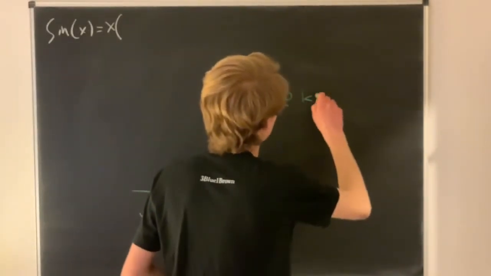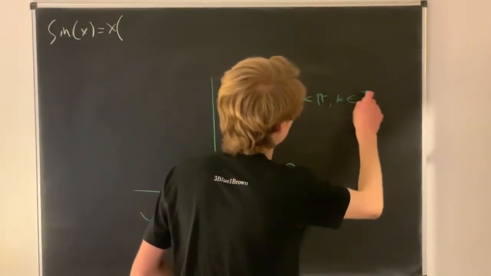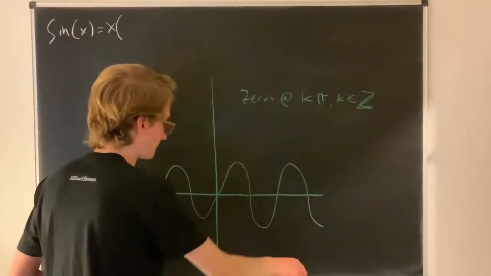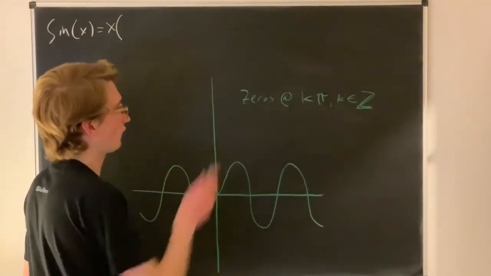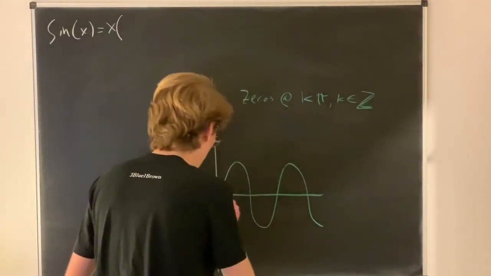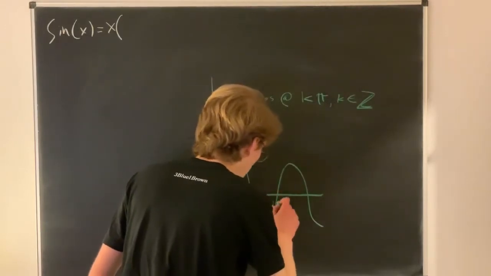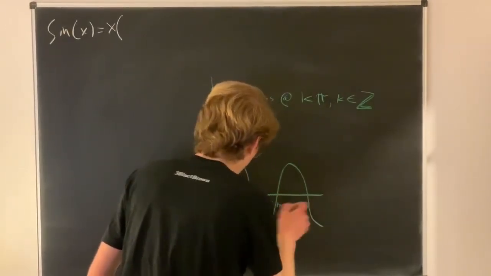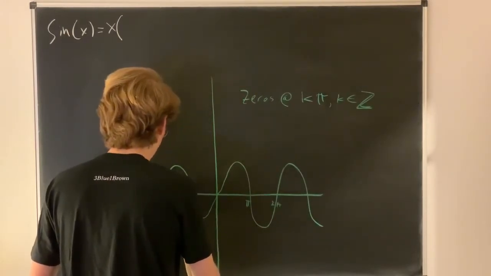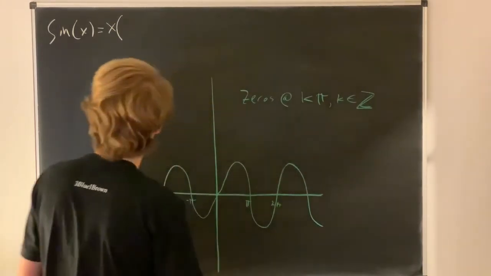Every k pi, where k is a subset of real numbers. So for every integer k, positive, negative, times pi, we will have a 0. So for example, this is 0, 0 times pi is 0. This would be pi, 2 pi, etc. And then this obviously being negative pi, negative 2 pi. So why don't we start writing some of these guys out?